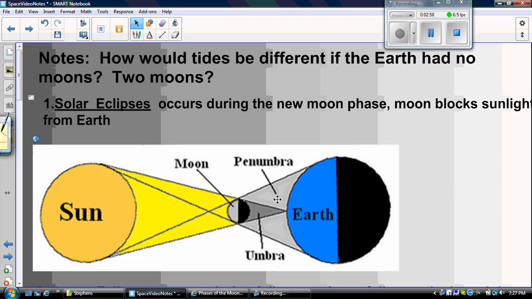So if you take a look at this diagram right here, the people who receive a total eclipse, that dark shadow you saw on the Earth, are in what's called the umbra. Then there is a lighter part of the shadow cast by the moon called the penumbra, and you see a partial eclipse, not a total eclipse.